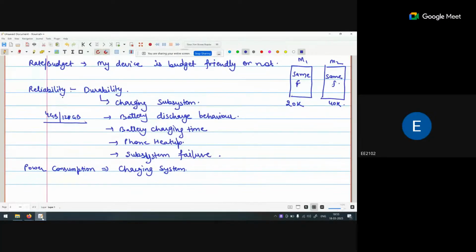Okay, so power consumption is also part of the charging subsystem. If the charging system is working appropriately, your power consumption will be maintained. Otherwise, it will take high power consumption. Because of this, it heats up, and due to the heat, it may get damaged. So power consumption is somehow related to the charging system.